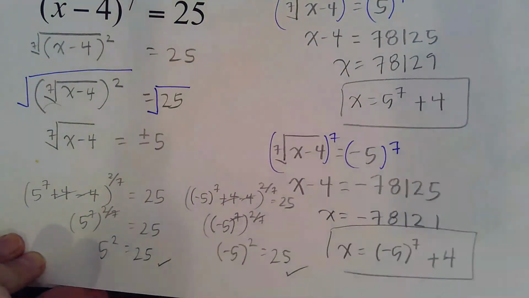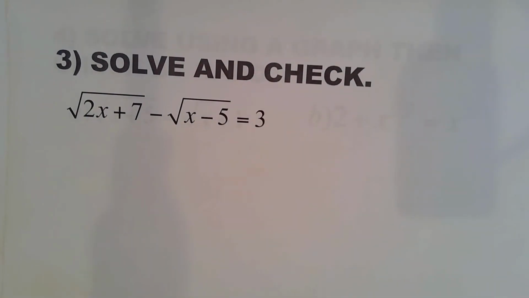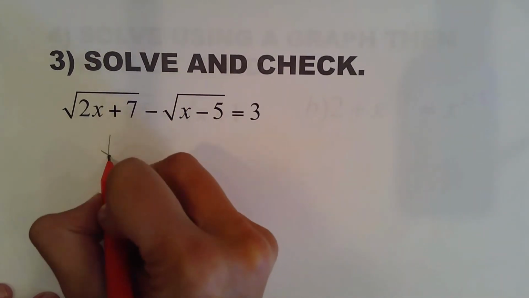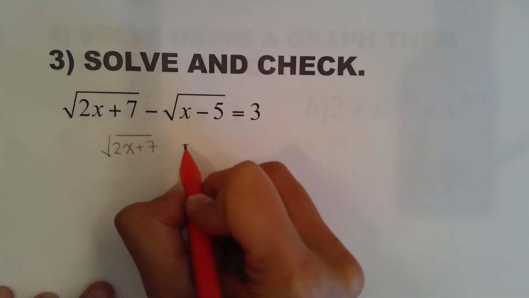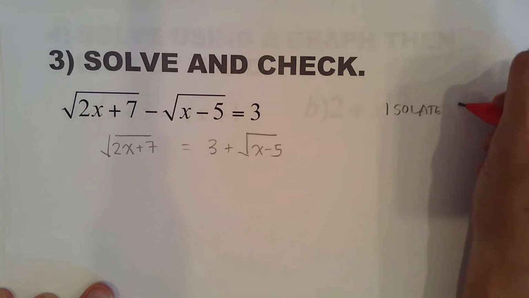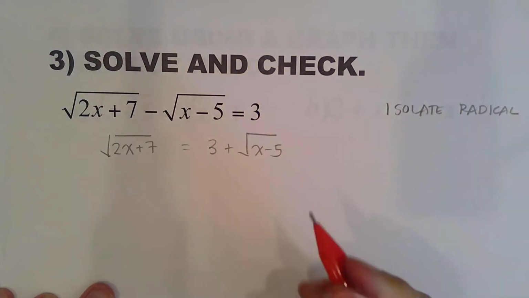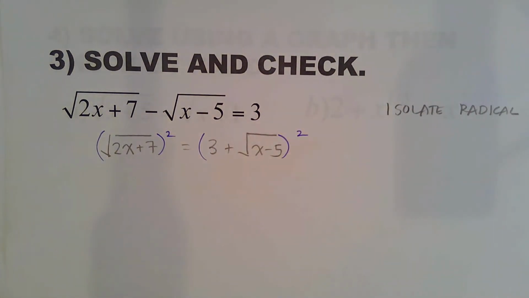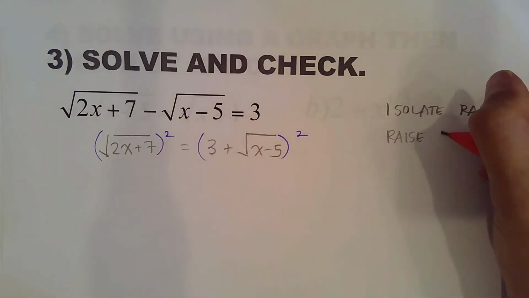Alright, here's a harder one. Here is a hard one, where you've got 2 radicals. Alright, we want to isolate one of our radicals. Doesn't matter which one, so I'm just going to isolate this one. So isolate the radical. You're going to have to do it twice here. Okay, so when I isolate the radical, then I am going to raise each side to the index, right? So raise each side to the index.